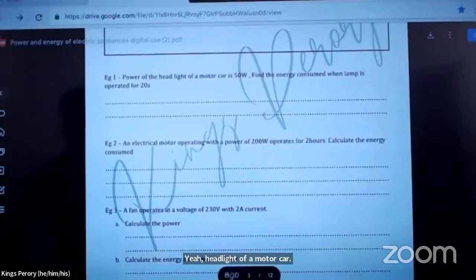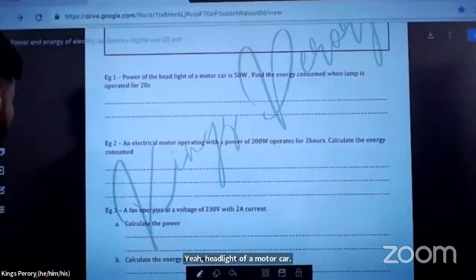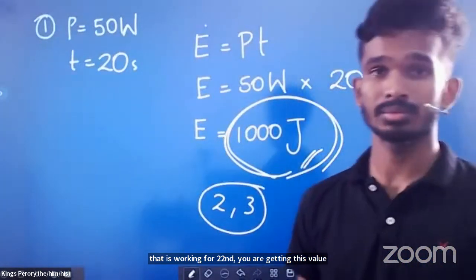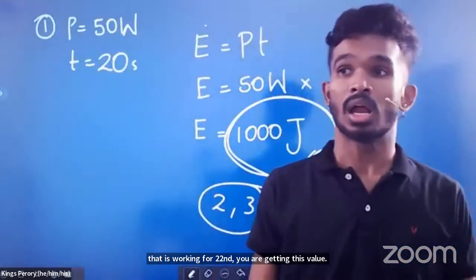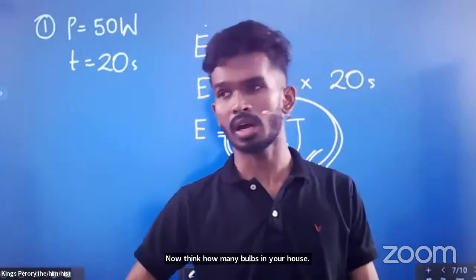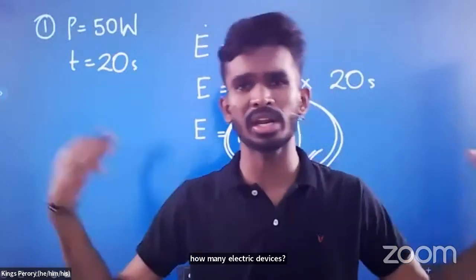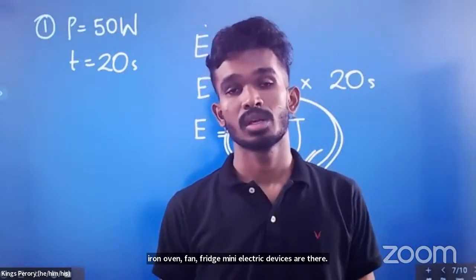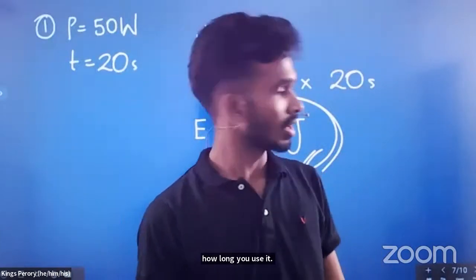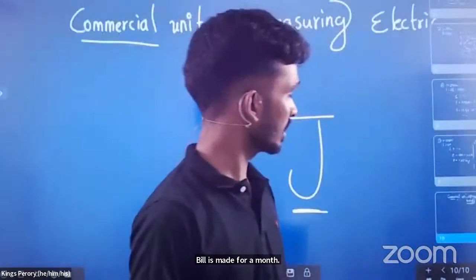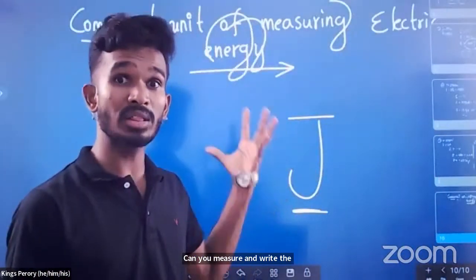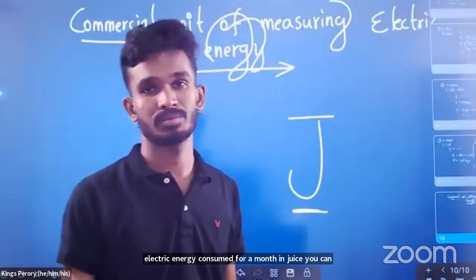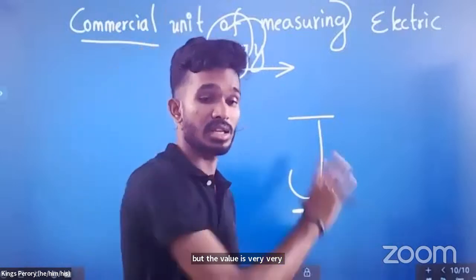Headlight of a motor car itself, that is working for 20 seconds. You are getting this value. Now think, how many bulbs in your house? How many electric devices? Iron, oven, fan, fridge. So many electric devices are there. How long you use it? Bill is made for a month. Can you measure and write the electric energy consumed for a month in joules? You can, but the value is very, very big. It will come in millions and billions if you write it in joules.